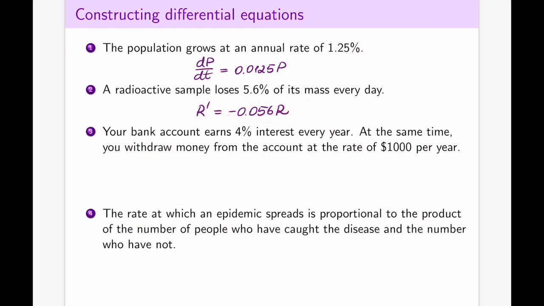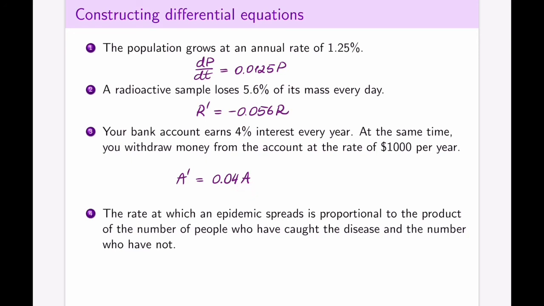The next example is a bit more complicated because there's two pieces of information we have to keep in mind. Your bank account earns 4% of interest every year, which is very similar to our first problem here. It's 4% of whatever you have in the account. So I can start setting up my equation. Let's say the amount of money is going to be A. So the rate at which it grows is proportional, with 4% proportionality, to the amount of money I have in the account already. However, I still have a second sentence to go here.